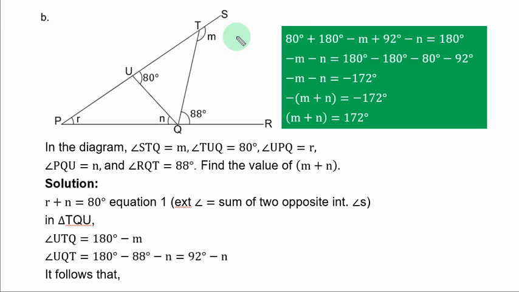Question 2b. In the diagram, angle STQ is equal to m, angle TUQ equal to 80 degrees, angle UPQ equal to arrow, angle PQU equal to n, angle arrow QT equal to 88. Find the value of m plus n.